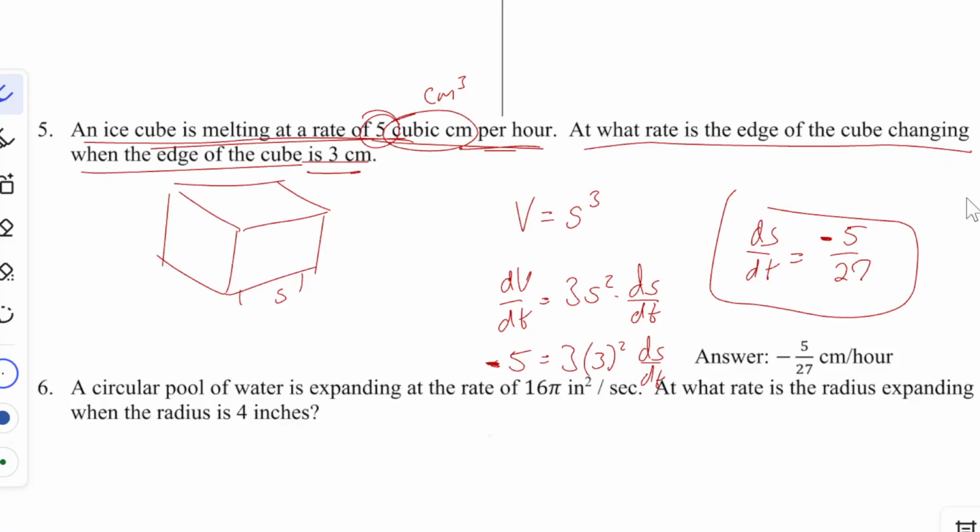So you could say it like that, or you could say the edge is decreasing at 5 over 27 centimeters per hour. So if you verbally say the edge is decreasing, then you don't put the negative. The decreasing is the negative. Okay, that's enough for today.